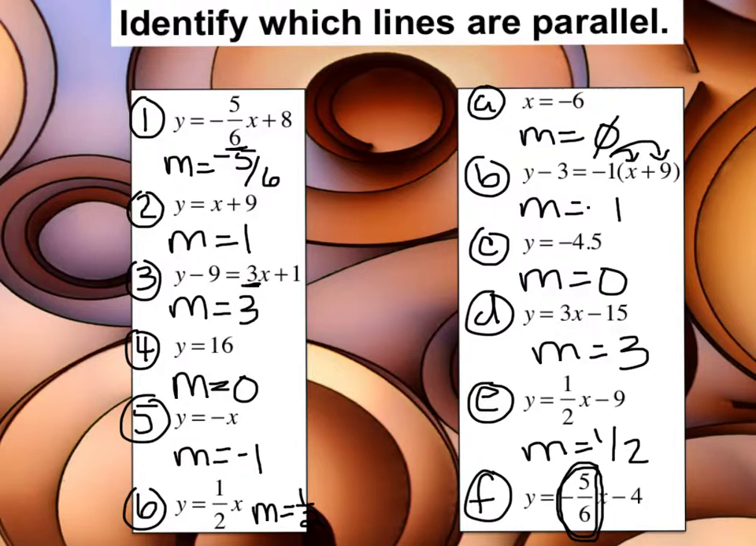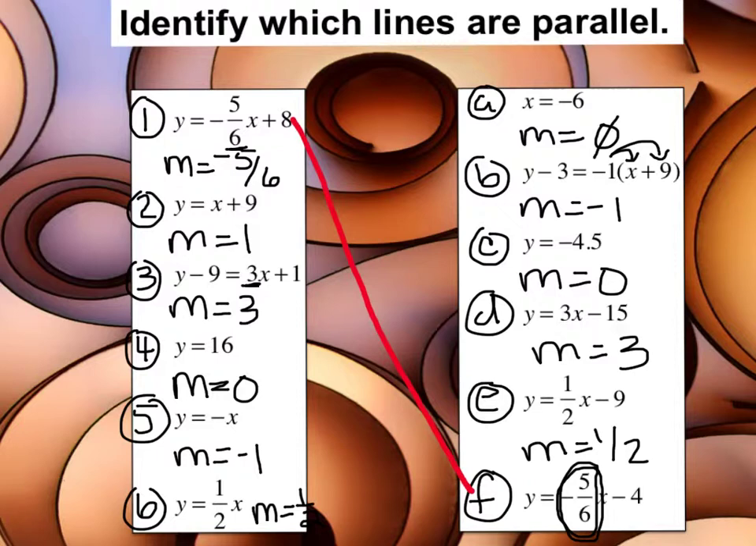And I'll actually need, we'll use a red color, and I'll use a thicker pen, so you can see that. So we're just going to identify them by drawing a line across. For number 1, our slope is -5/6. And if you look to the right-hand side, F is also -5/6. So those two lines are parallel.